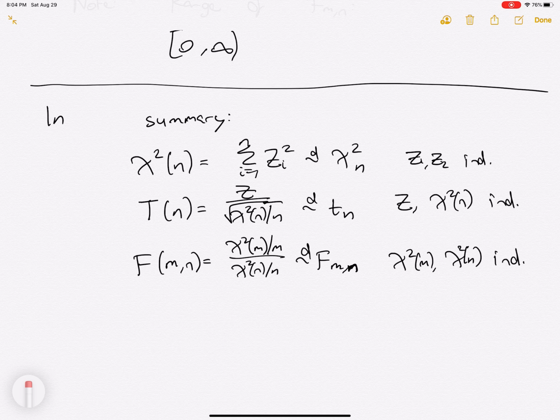Okay, so that'll be it for today's lecture. Next week we're going to move on to finishing off chapter 6 and then moving on to chapter 7, where we get to start to use these distributions more to look at statistics and distributions of statistics of interest. Okay, thanks very much.